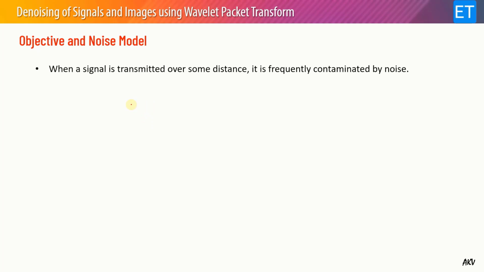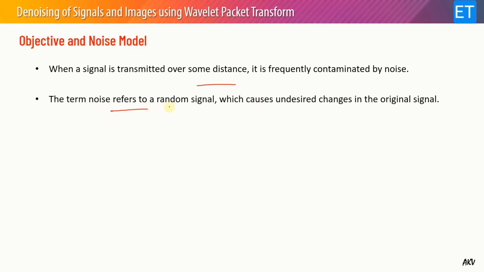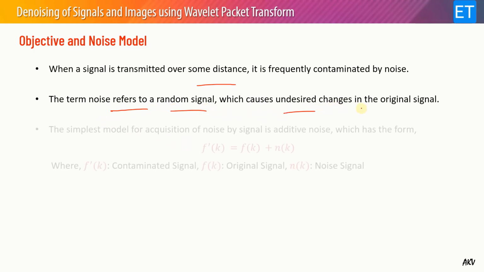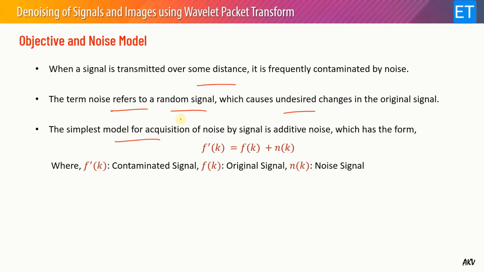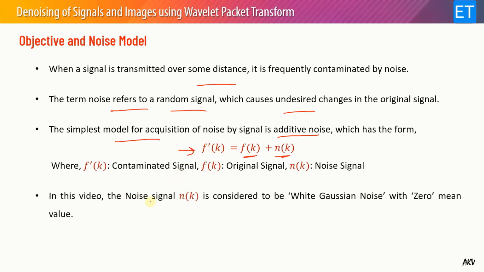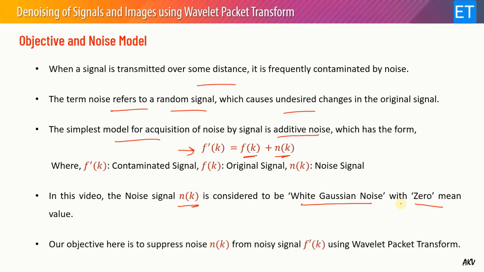So now let's see what our objective is and what type of noise we have considered. When a signal is transmitted over some distance, definitely it is contaminated by noise. The term noise actually refers to a random signal which causes undesired changes in the original signal. Here you can see that the simplest model for the acquisition of noise is additive noise, which has this form. This is my original signal fk, which is added with the noise signal nk, and that's why I'm getting this contaminated signal f dash k. In this tutorial, for this noise nk, we have considered white Gaussian noise with a zero mean value. There are different types of noises also, but this is very common. So our objective is to suppress this noise signal nk from the noisy signal to recover the denoised signal using the wavelet packet transform technique.